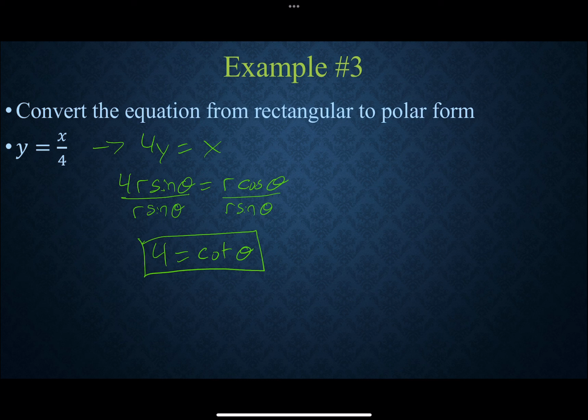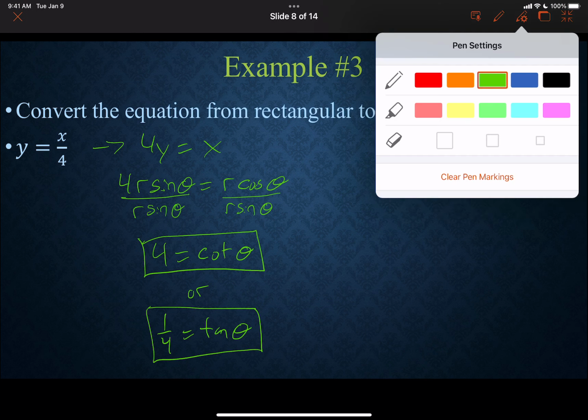If we had left the 4 on the right-hand side, we divide by r cosine theta, and you would find you'd have 1/4 equals tangent theta for your answer. So it just depends on which one you were looking at.